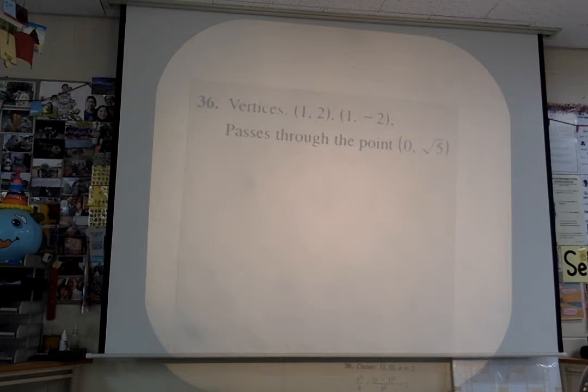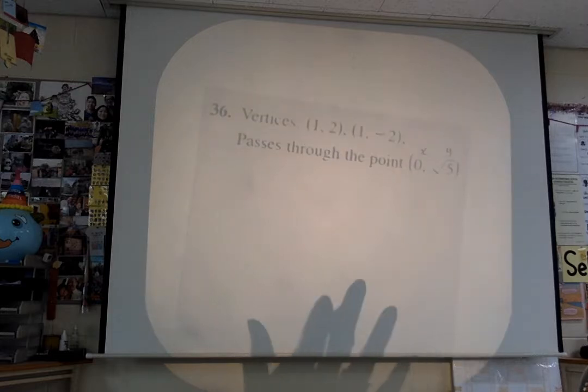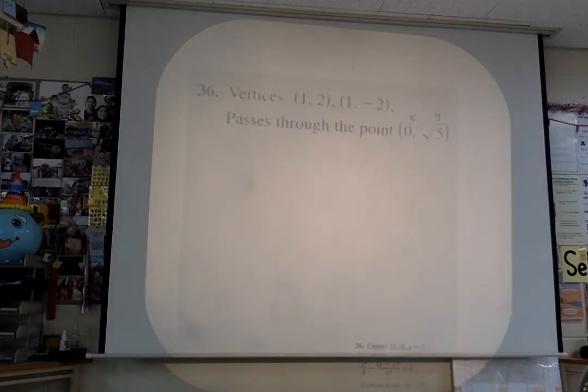But look at this one. I'm going to give you some pointers. They gave you the vertices. They gave you a point it passes through. So that means this point is some x and some y, right? So take that into consideration. Now, is it vertical or is it horizontal?